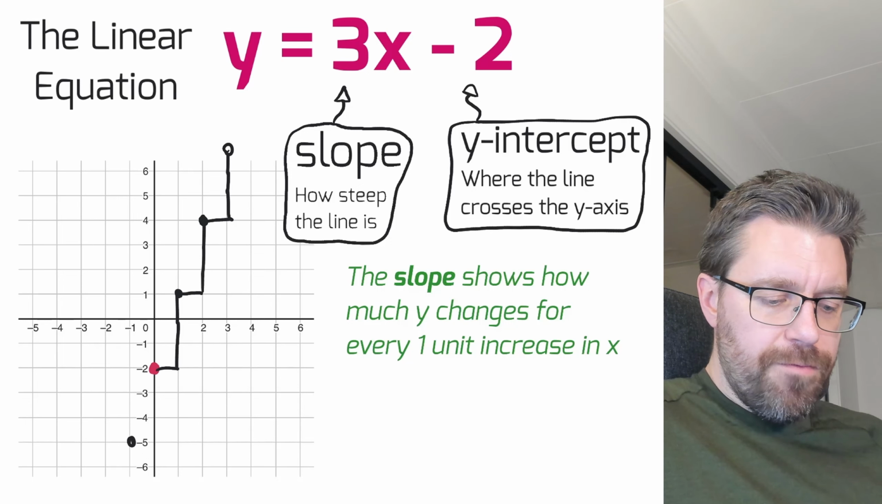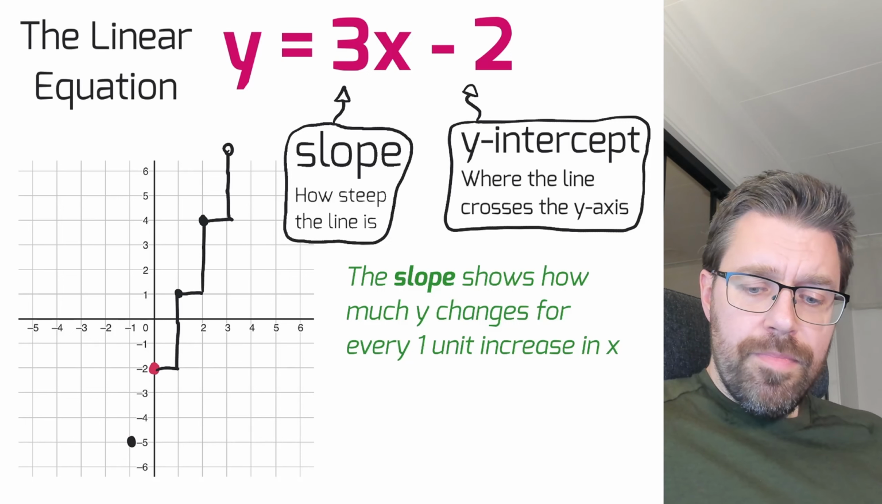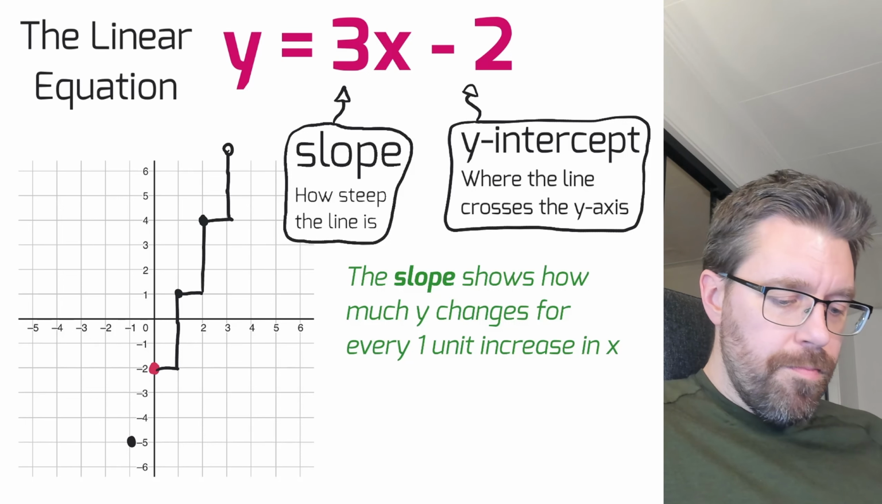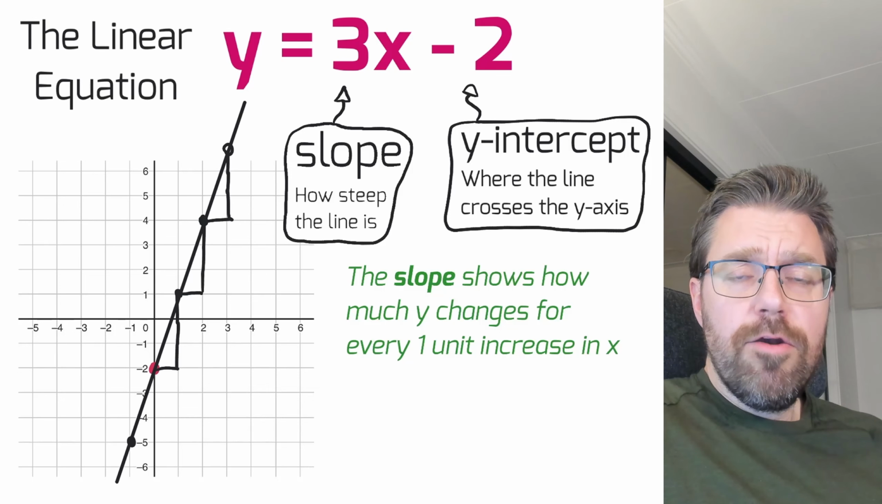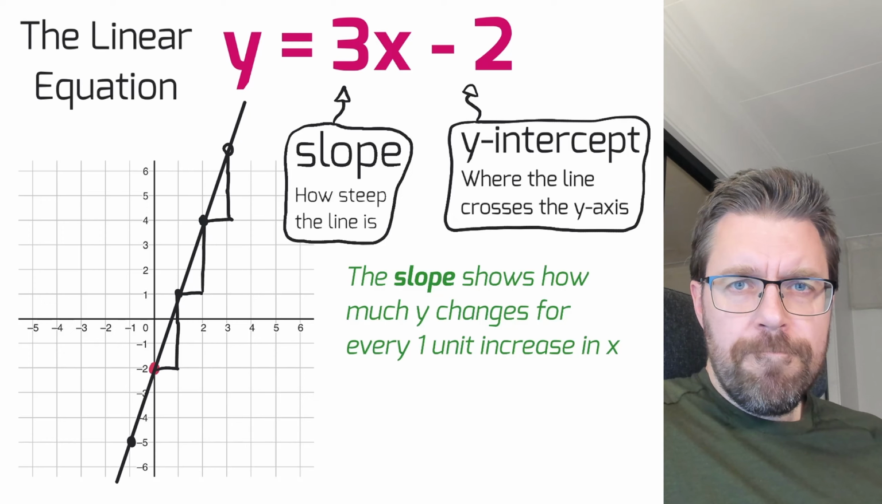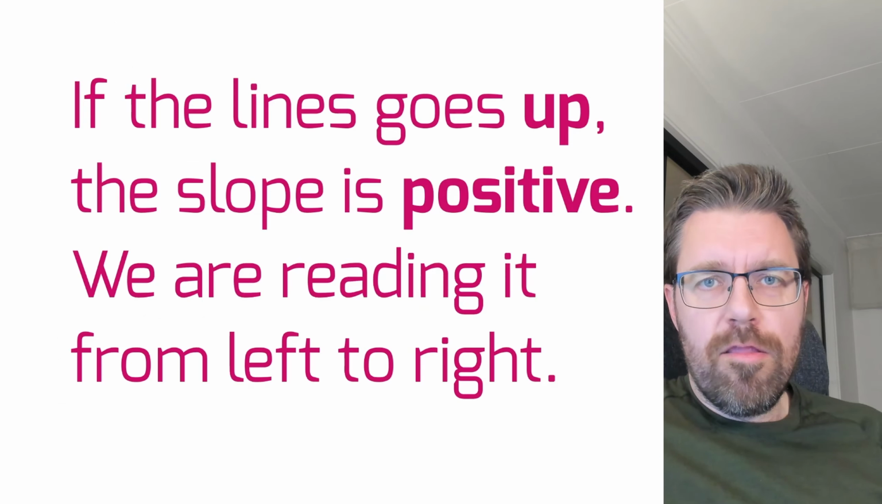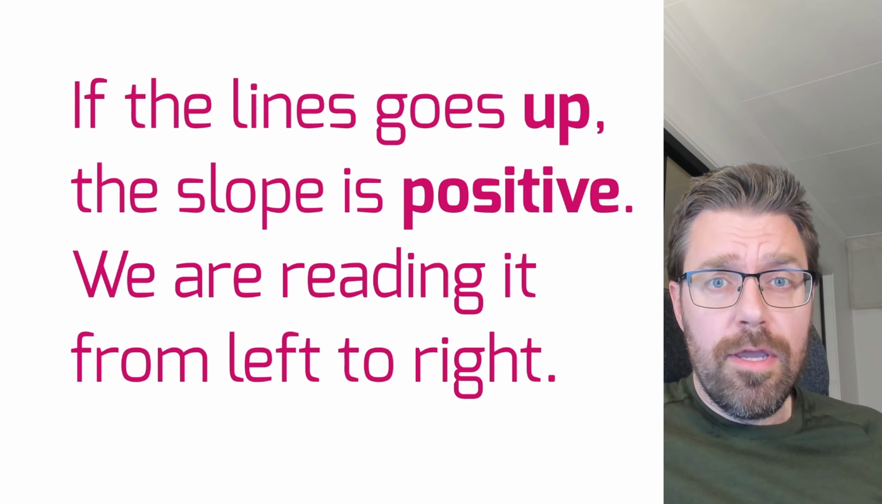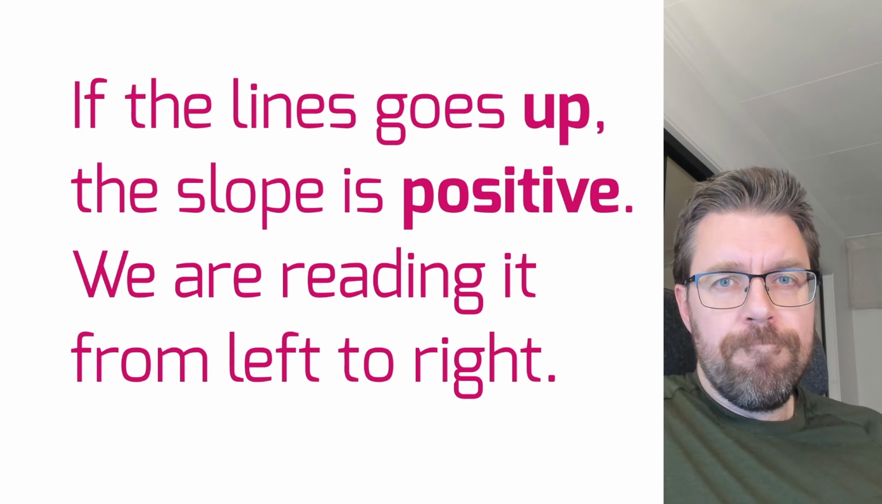And to the left, the point must be here. And the line, I drew with a ruler, a line like this. And this is the line that represents this equation. If the line goes up, like in this example, the slope is positive. We are reading it from left to right, as we do with all text.